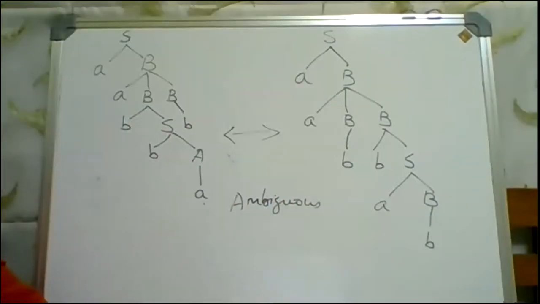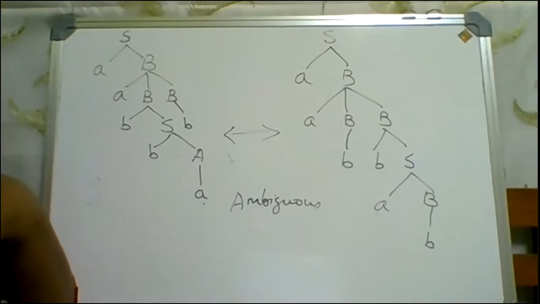So in this video, we have seen context-free grammar, its definition, how to generate a language from the context-free grammar, what derivation is, what the different types of derivation are, how to obtain the string using leftmost derivation and rightmost derivation, and finally we saw ambiguous grammar.